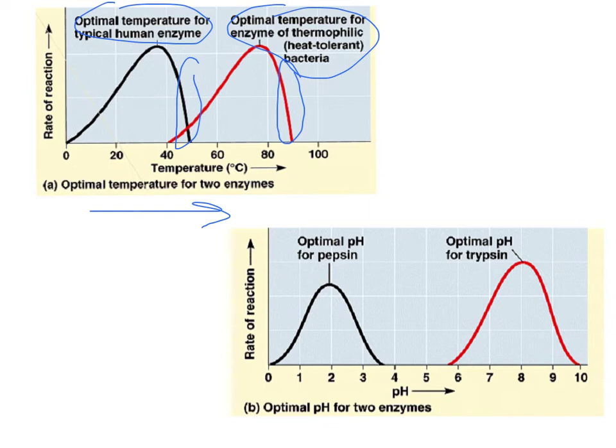Down here at the bottom, we have pH. pH can also do the same thing. Most human enzymes have an optimal pH of around between 6 and 8, with the exception here being pepsin. Its optimal pH is down at about 2, and that's one of the enzymes that's found in your stomach.